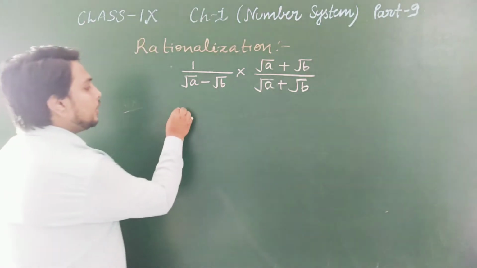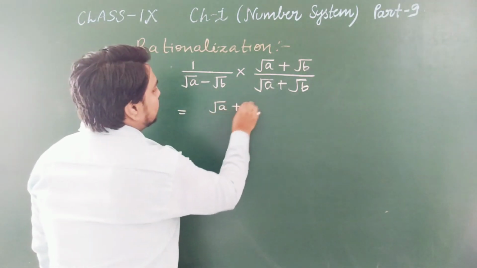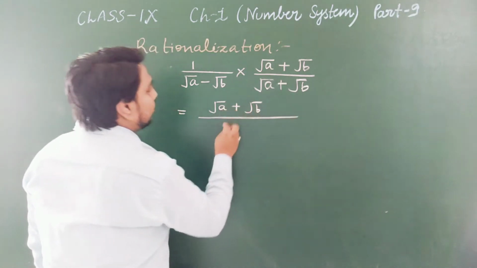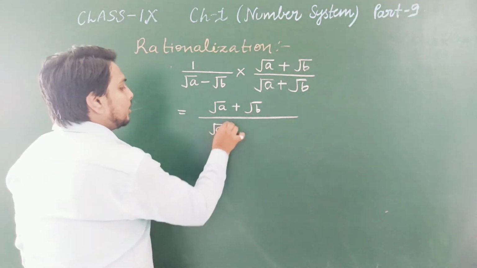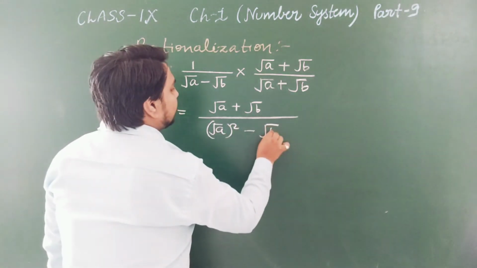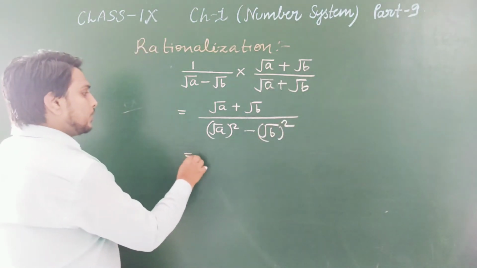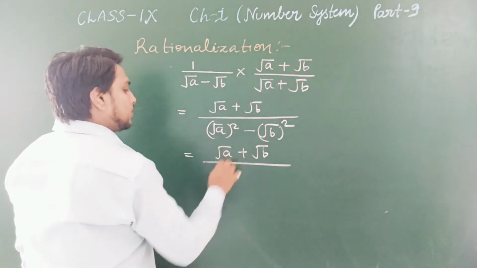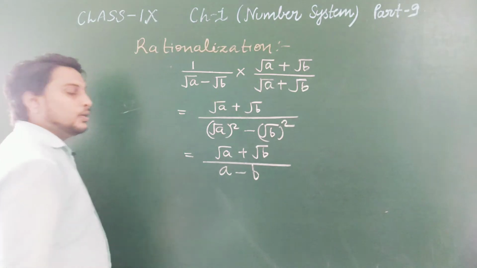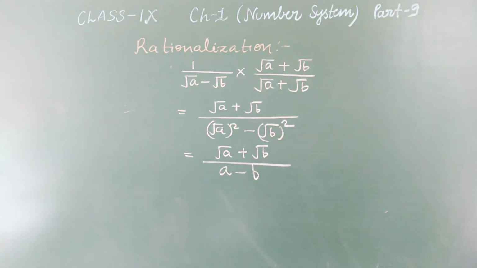So in the numerator it will be under root a plus under root b, and in the denominator it will be (a minus b)(a plus b). Again it will be under root a square minus under root b square, which can be written as a minus b, since under root a square is a and under root b square is b. Like this we will do the rationalization of this type of number. Now let us take some examples of this, as given in exercise 1.5.